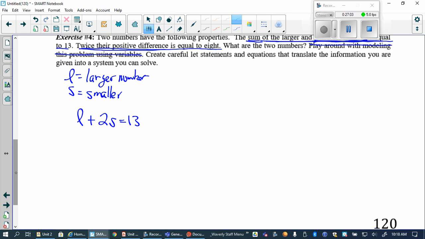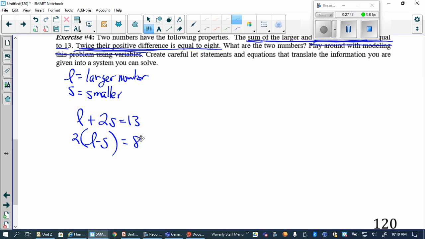Let's say that was 5 and that was 3. How would I write the difference of that? L minus S. So L minus S, right? That's the positive difference. But what does it actually say? Twice. So what do I have to do to this to get twice that difference? So 2, like that, parentheses. I need twice the entire difference, right? And what's it going to be equal to? Equals 8.